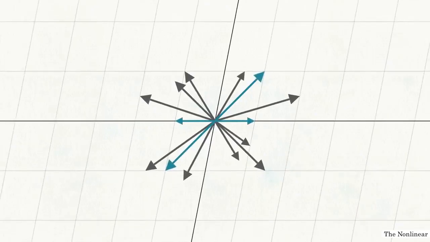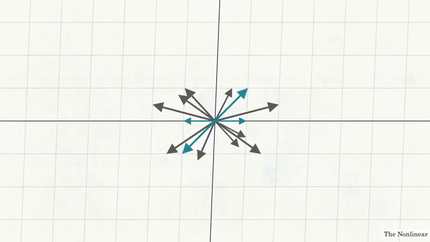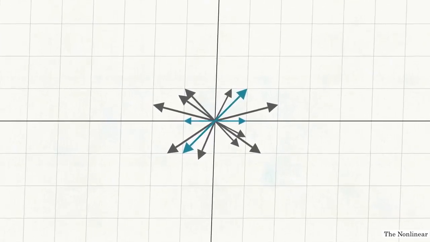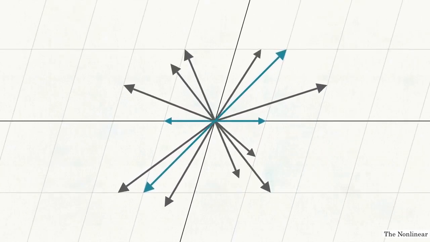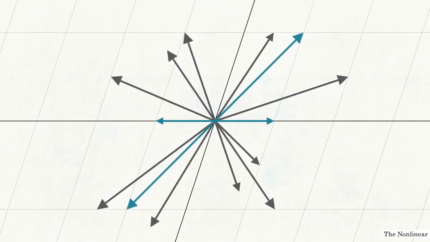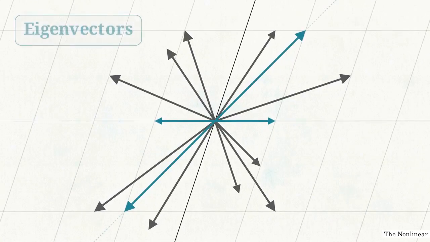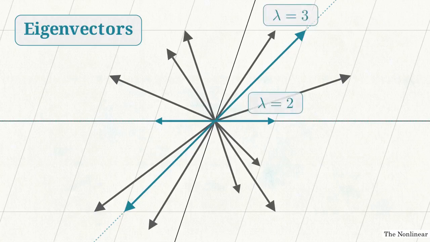But watch closely as the space moves. A few specific vectors stay locked on their original paths. The transformation flows right past them. They might stretch or shrink, but they refuse to rotate. These unmoving pathways are called eigenvectors, and the exact amount they stretch along that path is called the eigenvalue.